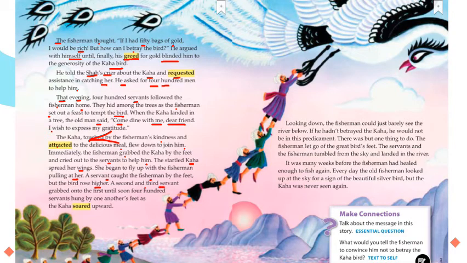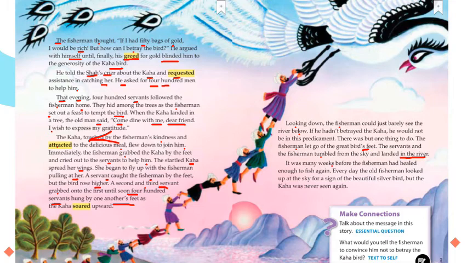A second and third servant grabbed onto the first, until soon 400 servants hung by one another's feet as the Kaha soared upward. Looking down, the fisherman could just barely see the river below. If he hadn't betrayed the Kaha, he would not be in this predicament. There was but one thing to do. The fisherman let go of the great bird's feet. The servants and the fisherman tumbled from the sky and landed in the river.